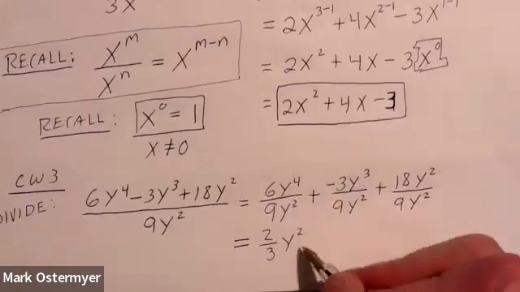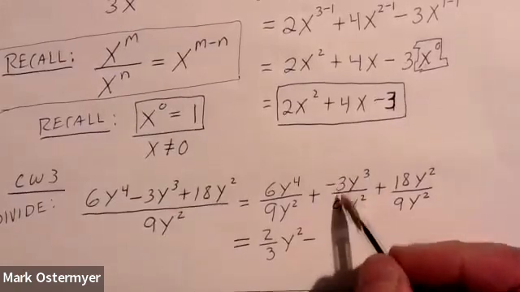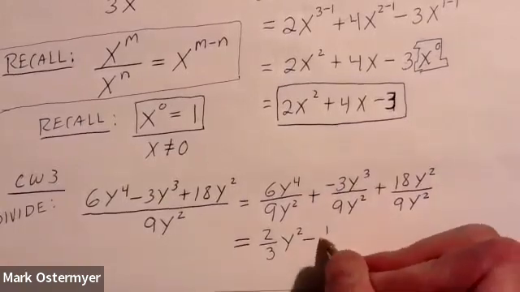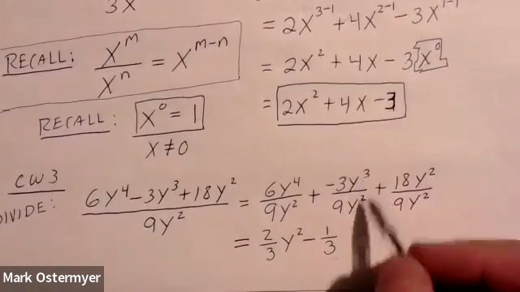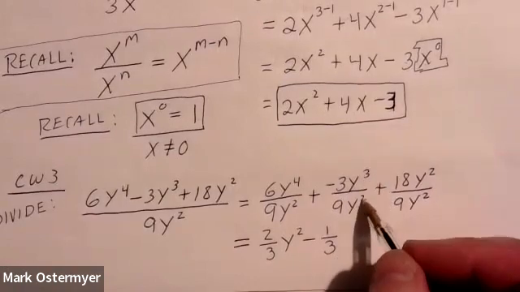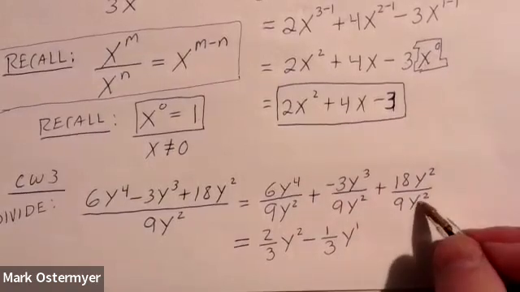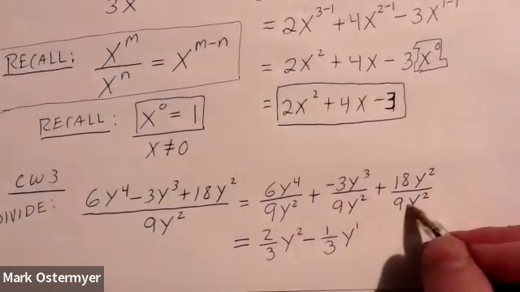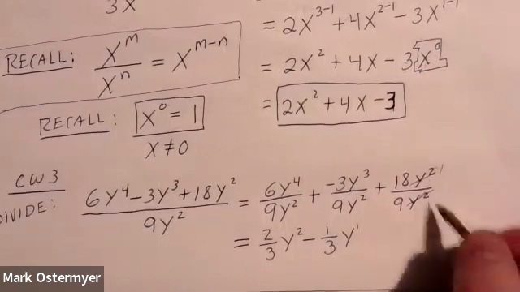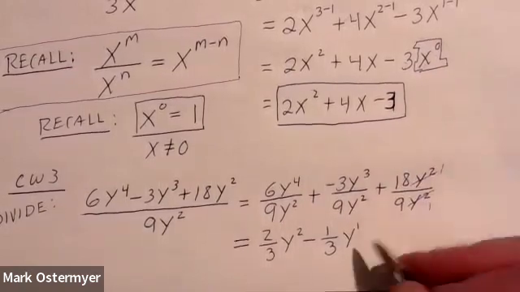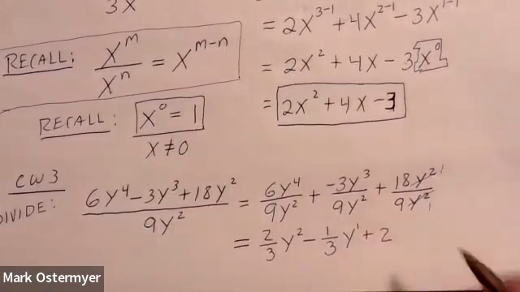The next term is going to be a minus. 3 divided by 9, or 3/9, reduces down by 3 down to 1/3. Y to the 3rd divided by y to the 2nd is y to the 3 minus 2 power, y to the 1st power. Finally, these y squares at the end reduce to 1. Just get rid of them. Cross them out. They reduce to 1. And then 18 divided by 9 reduces down to 2. And that would be your final answer.